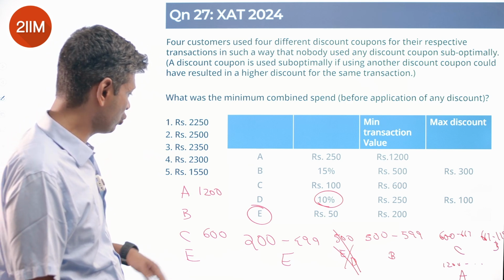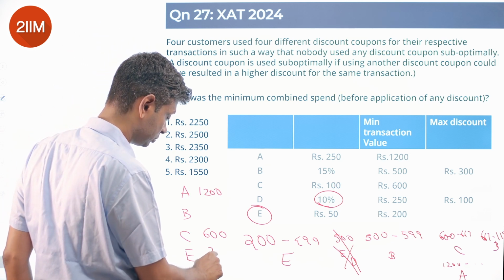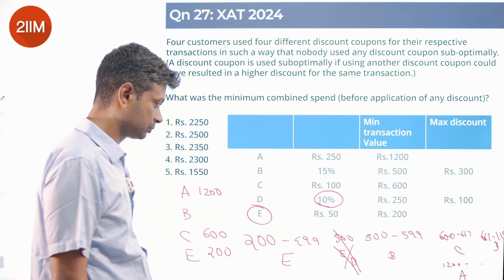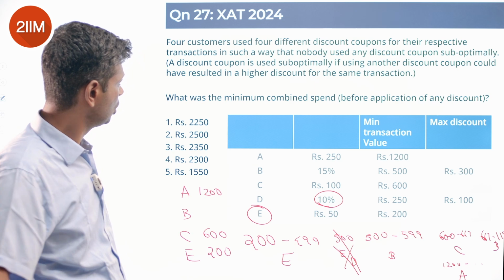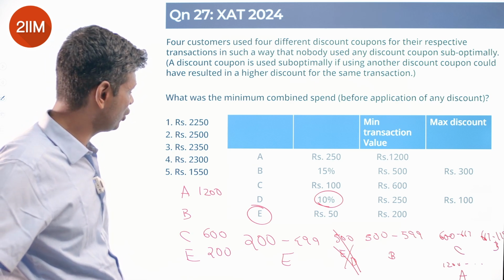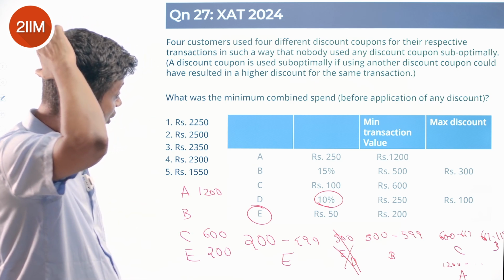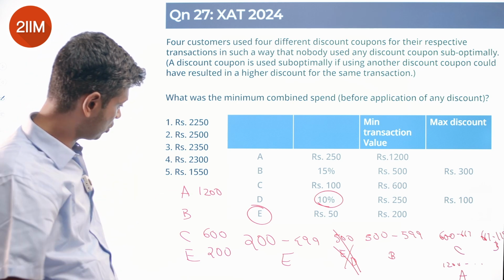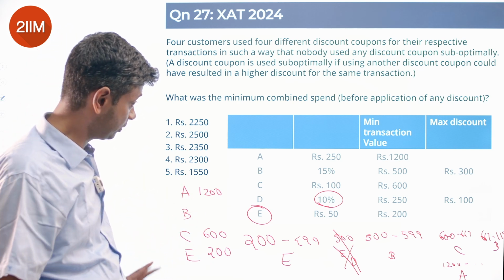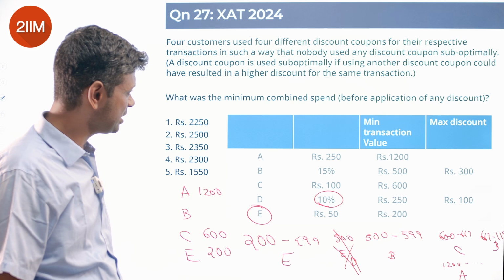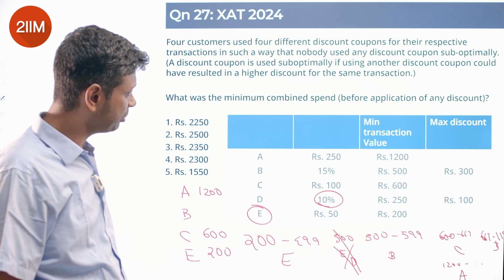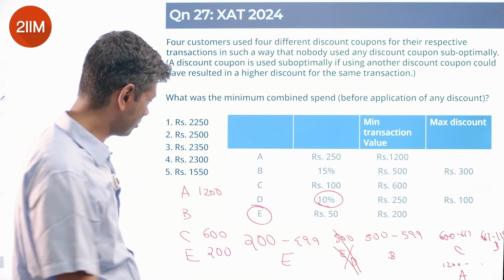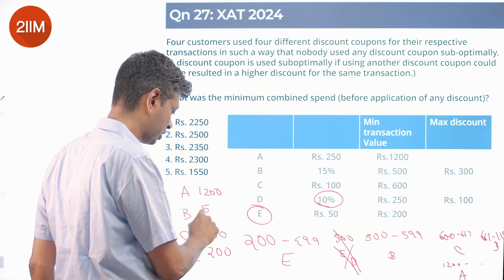And then for E, you should be buying exactly 200. And so, any discount, what is the minimum combined spend before application of any discount? These 3 I'm clear, 2000 bucks. And then for B, the optimum thing is the minimum transaction value, 500 bucks, you get 15%, you're happy with that.